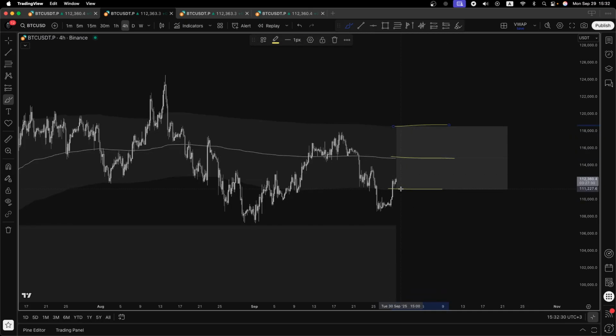So if we form a distribution into this POI right here, and with the quarterly open we come back below, this means that we are actually rejecting previous quarter value. All right, so this could potentially lead to a huge leg down.